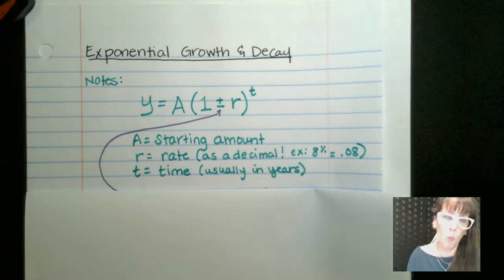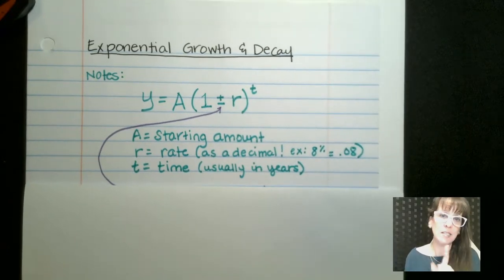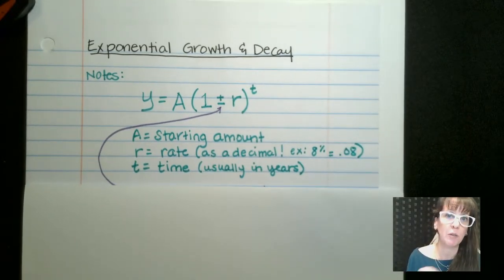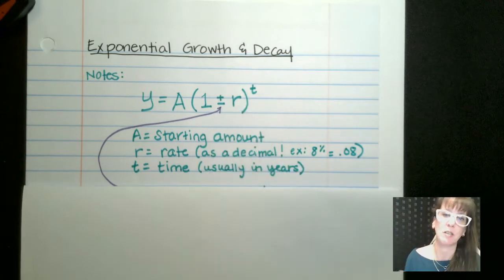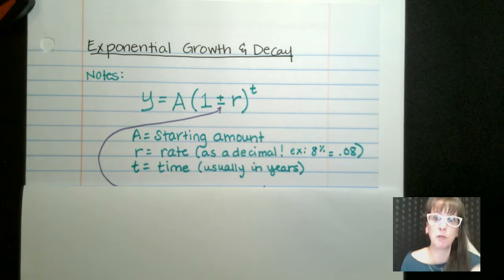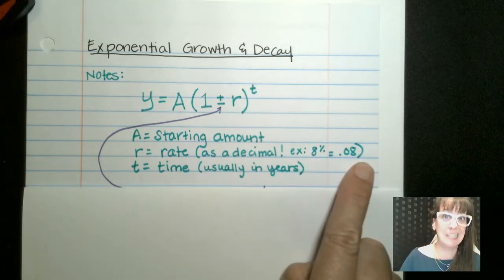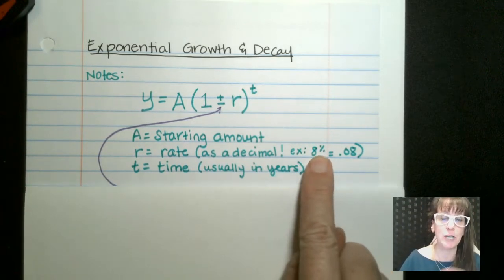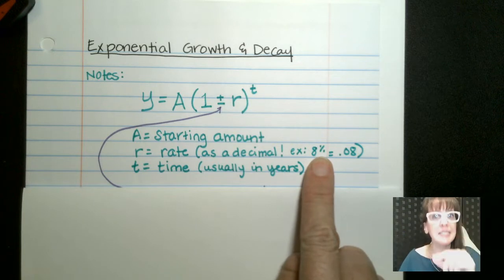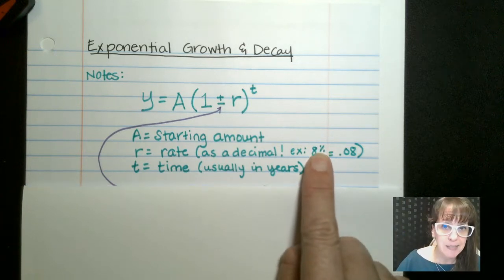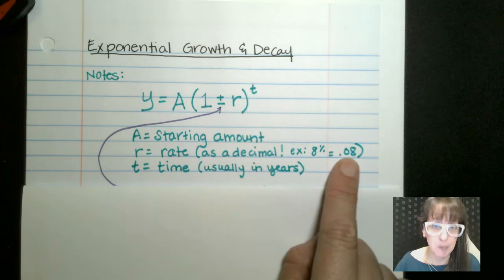Here's our formula. Y equals A, parentheses, 1 plus or minus the R, which is our rate, to the power of T, which is our time, generally in years. Your rate is also in decimal form. So if you have 8%, it would be 0.08. Remember, for changing something from a percent to a decimal, there's 2 dots and a percent sign, so you move your decimal 2 spots over.